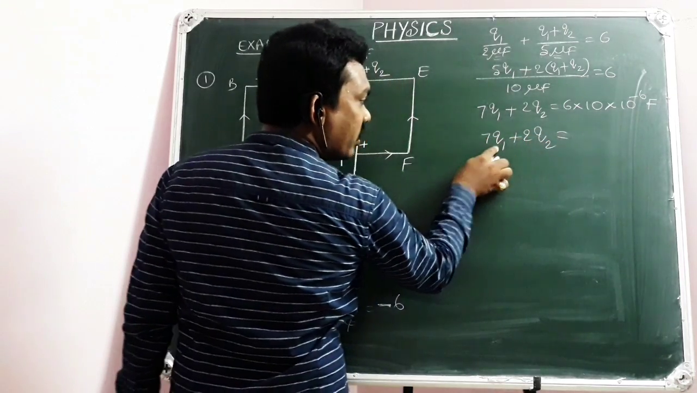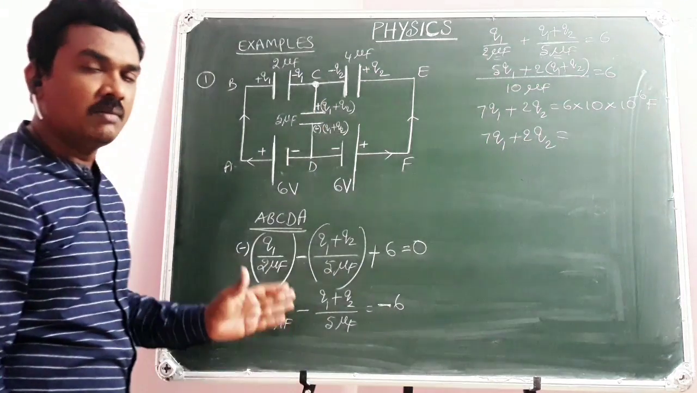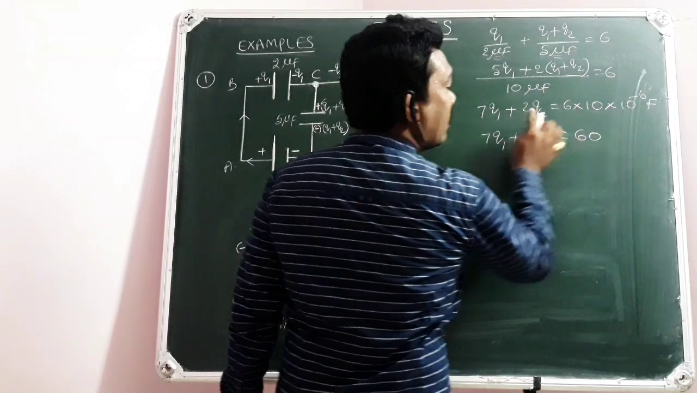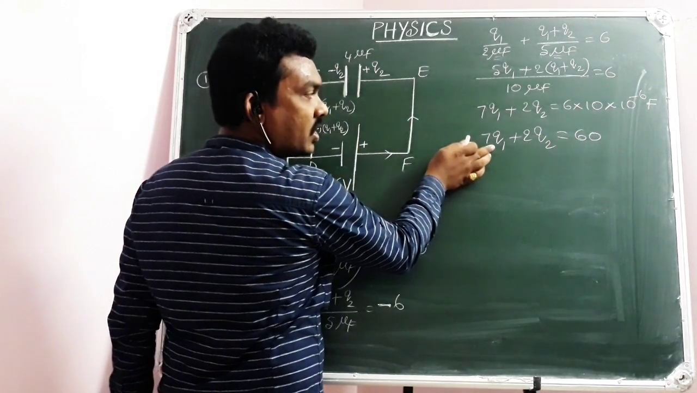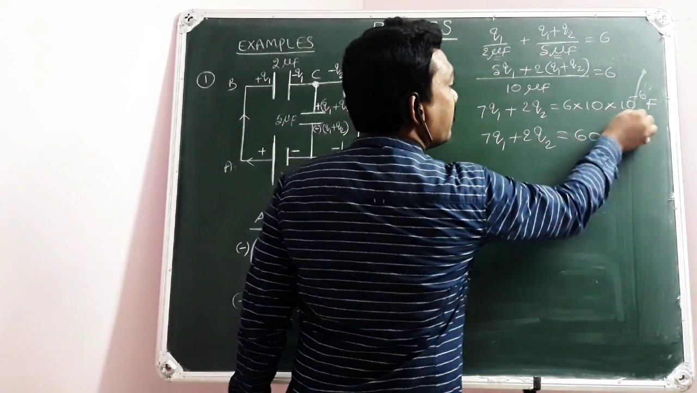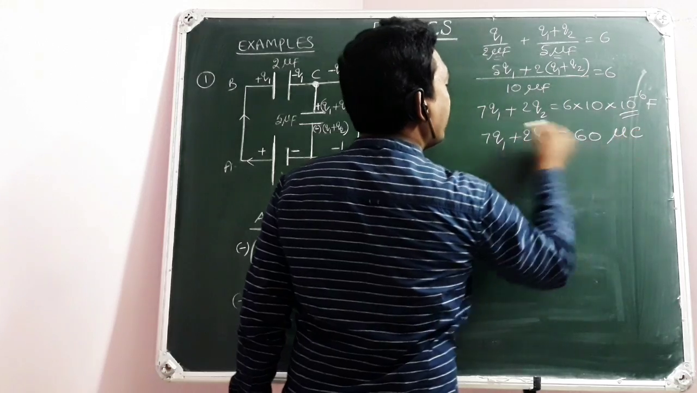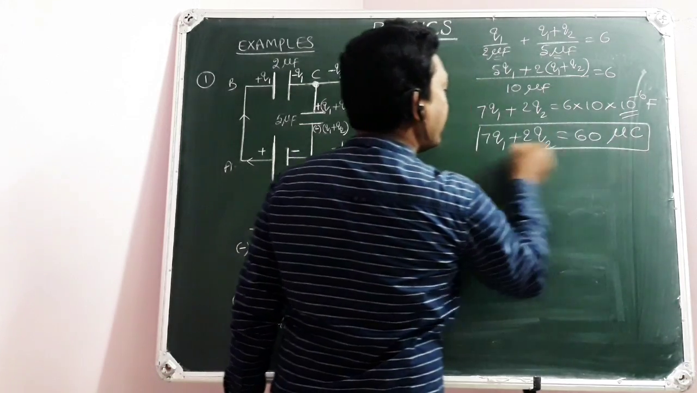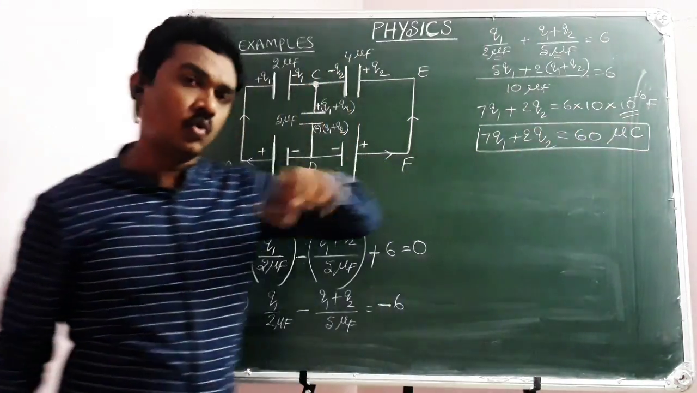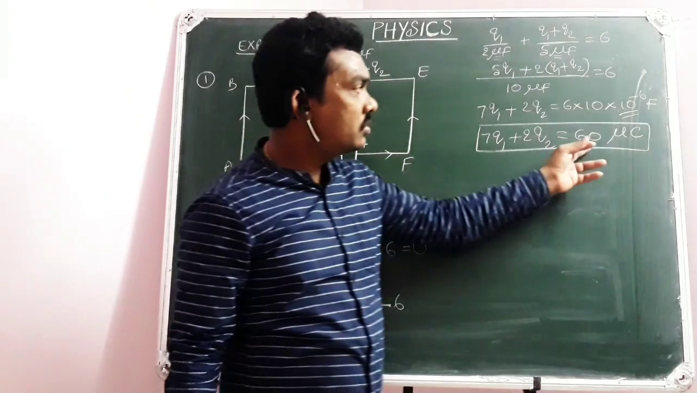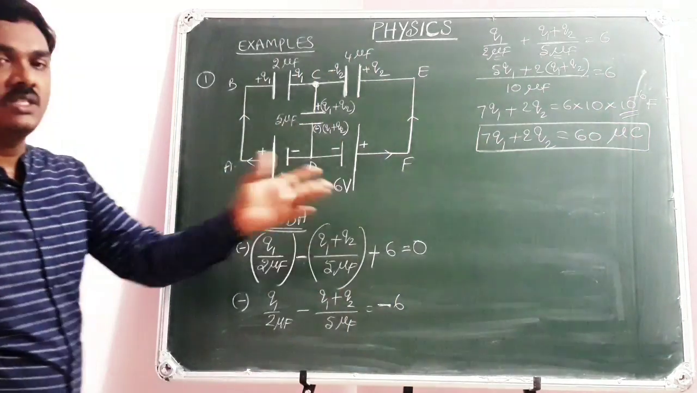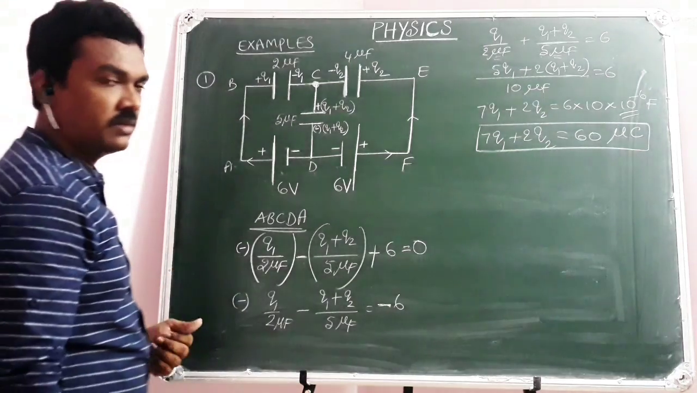7 Q1 plus 2 Q2 means it's the sum of charges, equal to 6 into 10, 60. As the left side is the sum of charges, 7 Q1 plus 2 Q2, certainly the right side will be in terms of coulomb. But 10 power minus 6 is there, so let me write directly microcoulombs. Hope you got clarity. Of course, if you want, you keep it as 60 into 10 power minus 6 coulombs, or in its place you can write 60 microcoulombs. Ultimately, the charge you will get in terms of microcoulombs.